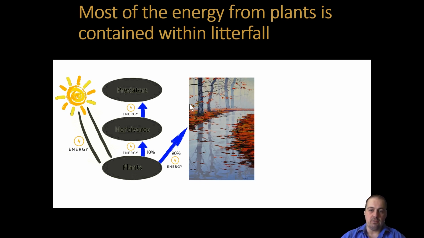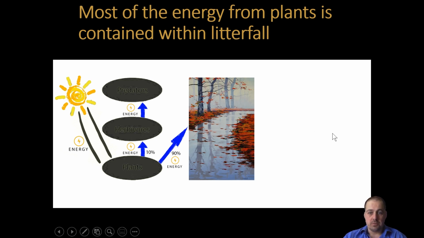Of course, if trees happen to be close to a river, some of that litterfall will actually make its way into the river, as you can see here. Once in the river, these dead or dying leaves end up being a food source for invertebrates, specifically shredders, as we discussed in Lab 2.